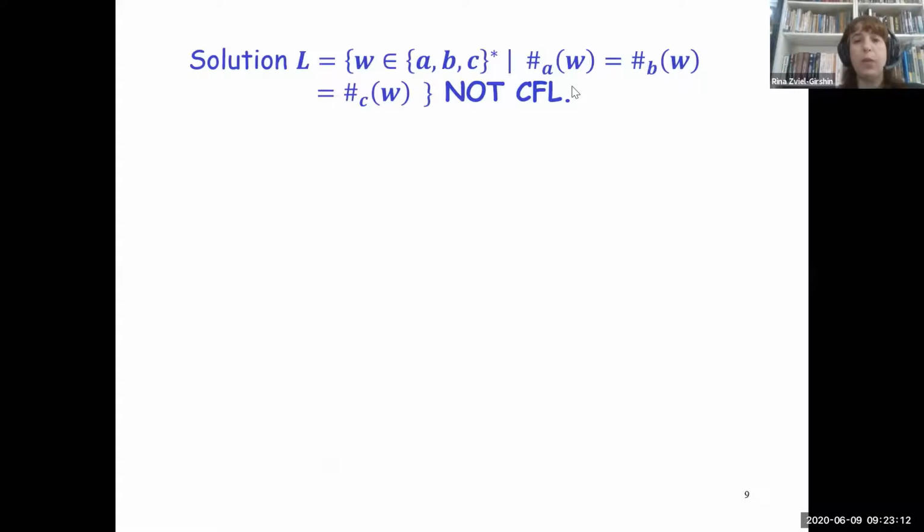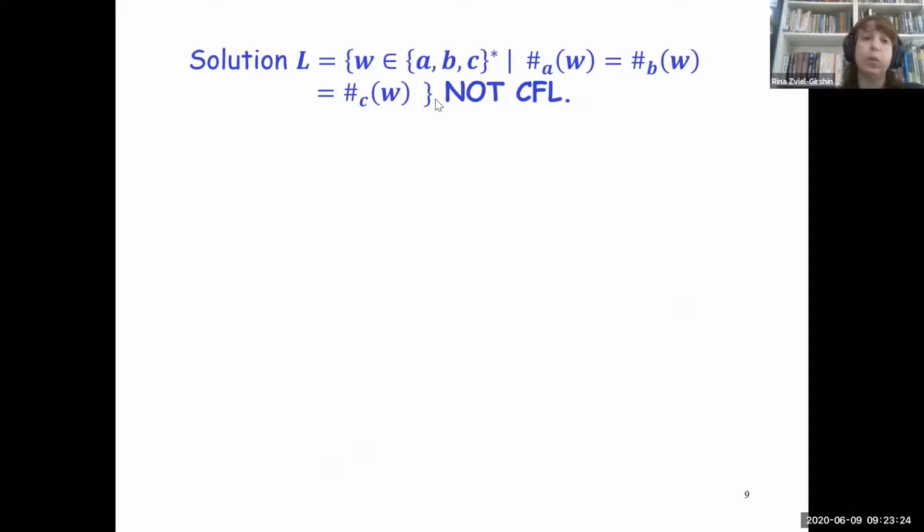I will give you some time to think, but this proof will not be simple. We have a language L with all the words where the number of A's equals the number of B's and equals the number of C's, without any limitations that A's have to be in the prefix, B's in the suffix, whatever. Any structure, any word w that has an equality between the number of A's, B's, and C's belongs to this language. And we need to show that this language is not a context-free language.